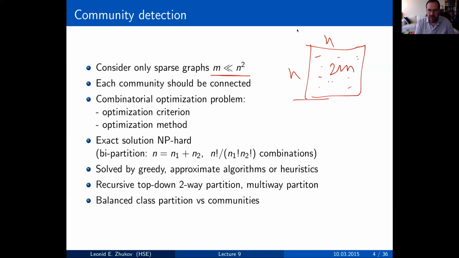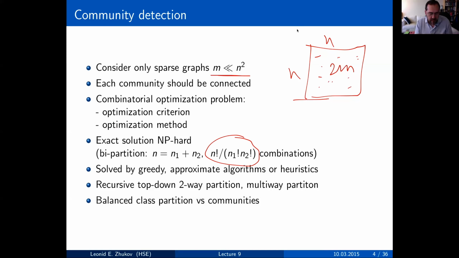It's NP-hard simply because there are just so many possible combinations of partitions. Even if we want to do just a bipartitioning, which is to split the nodes into two groups, it is really n factorial divided by n1 factorial times n2 factorial. And that's a very, very fast growing function. So you cannot just physically go over and try all the possible combinations unless the graph is really, really small.